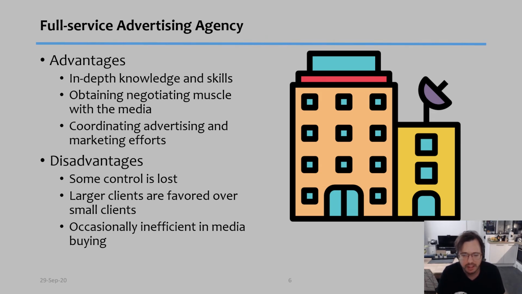And third, sometimes they can be inefficient on their media buying. Because they have better deals with media, they might receive better commissions to do advertisement in certain medias rather than others. So they might make a decision that is better for them, but not necessarily for the customer.